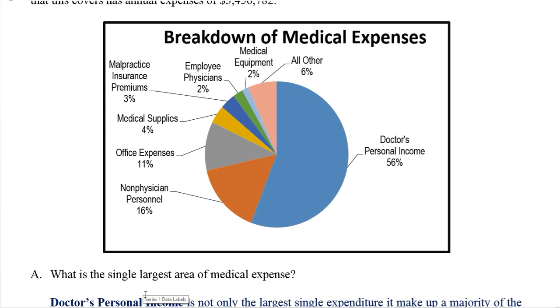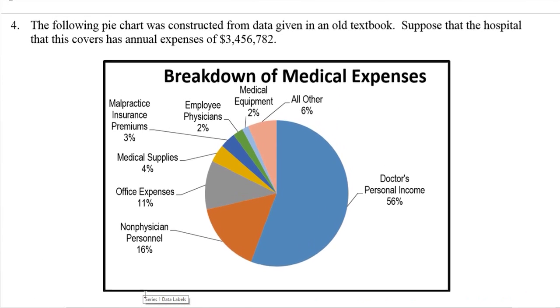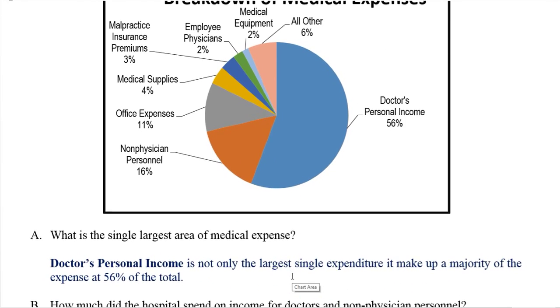What's the single largest area of medical expense? Well, it's real easy to see that the doctor's personal income is going to be the biggest thing. You're paying for their expertise, and so that's where most of the money goes in this particular one. Not only is it the largest one, it makes up over half of the whole thing, which you can easily see. It makes up 56%.